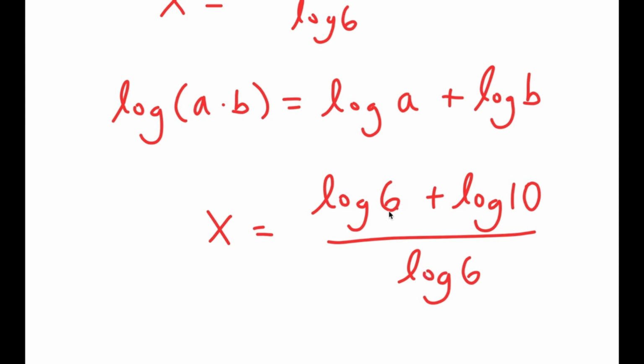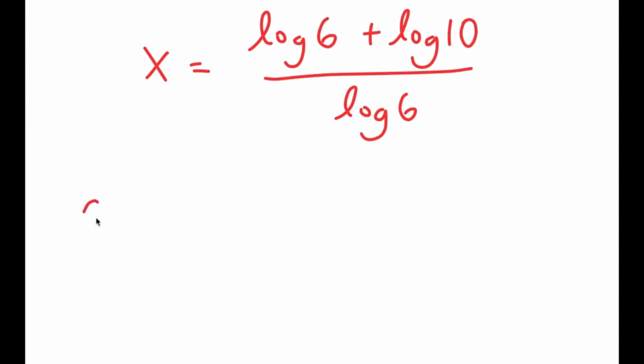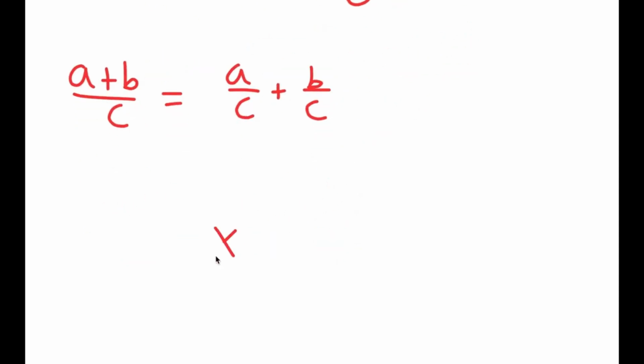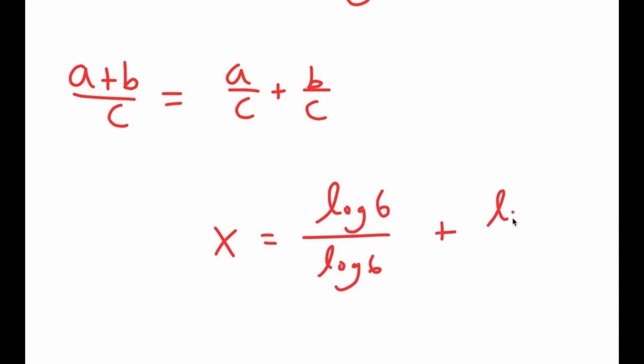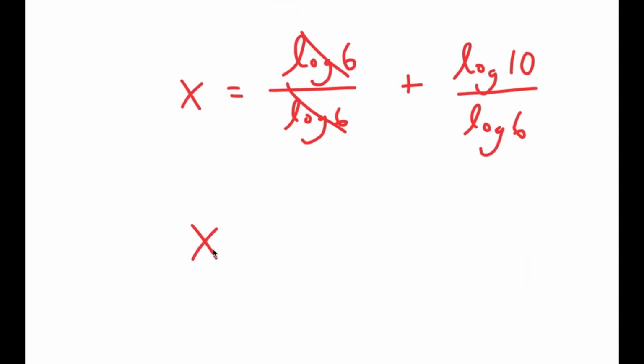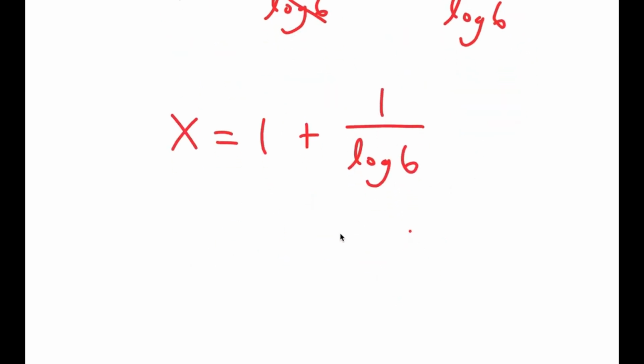Now, from here, if I have something in the form a plus b over c, this is equal to a over c plus b over c. So log 6 plus log 10 over log 6, I can write this as log 6 over log 6 plus log 10 over log 6. Now, log 6 and log 6 cancel out, so I get x is equal to 1 plus log 10, which is also equal to 1, over log 6.